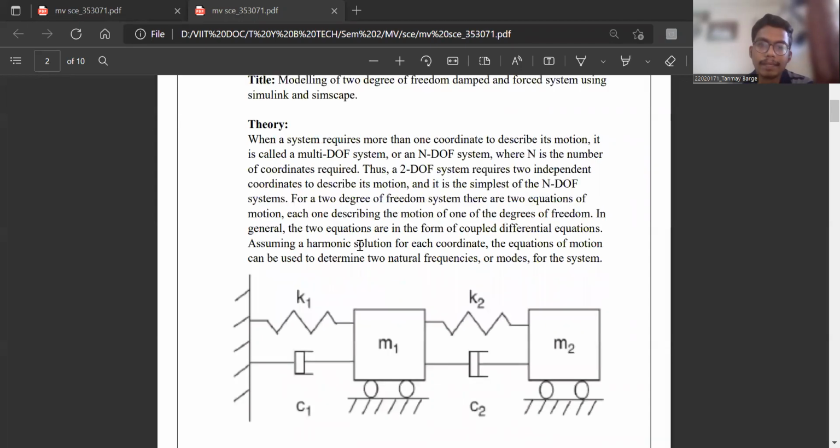In general, the two equations are in the form of coupled differential equations. So in this case, where I'm assuming a harmonic solution for each coordinate, the equations of motion can be used to determine two natural frequencies or modes for the system.